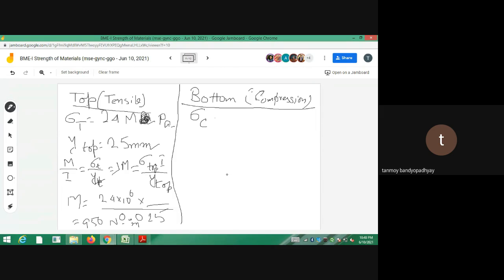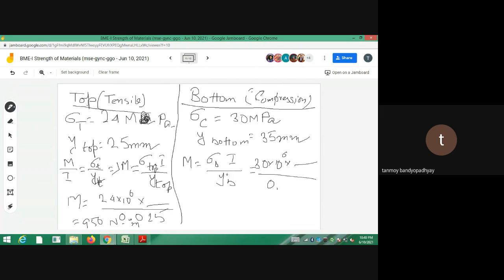So what is the allowable compressive stress? Sigma c is given to be, I think, 30 megapascal. So sigma c, the allowable compressive stress, is given, and y bottom we have calculated. So y bottom came out to be 35 millimeter. Again you calculate m. So m is equal to sigma bottom into I divided by y bottom. You put all the values: 30 into 10 to the power 6 into your I value, divided by y bottom, which was 0.035. You will be getting a value of 849 Newton meter.